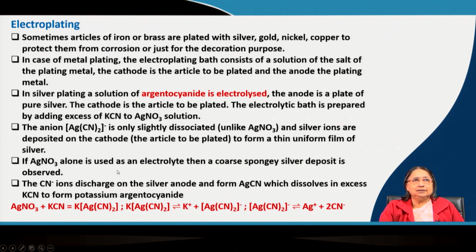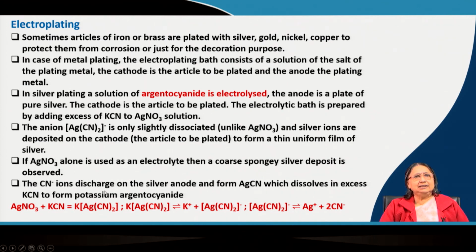If you use silver nitrate as the electrolyte, then you will get a coarse spongy silver deposit, because silver nitrate is a strong electrolyte, the electrolysis will go on fast, and you will get a spongy silver deposit. This is the beauty of electroplating with silver.